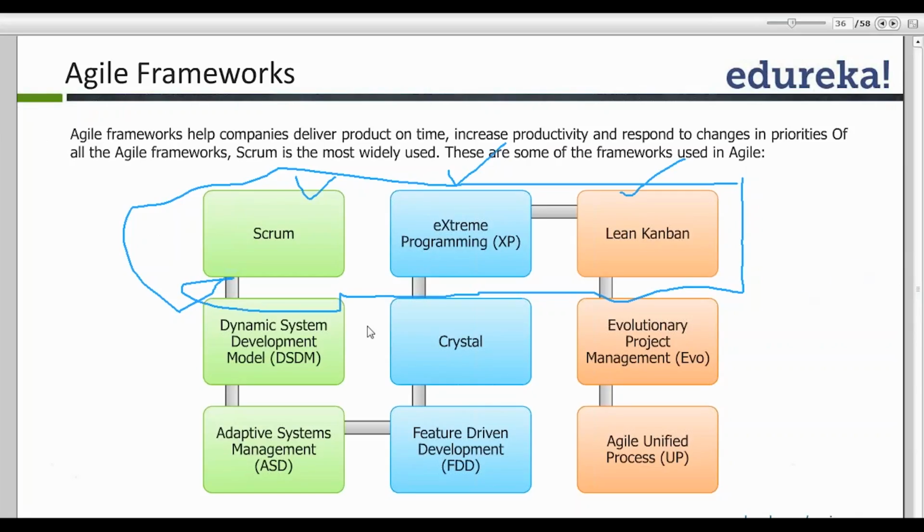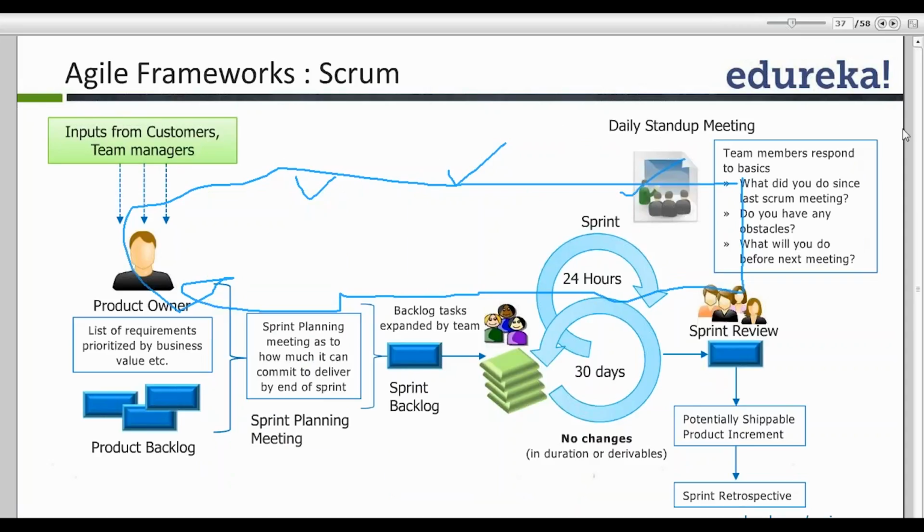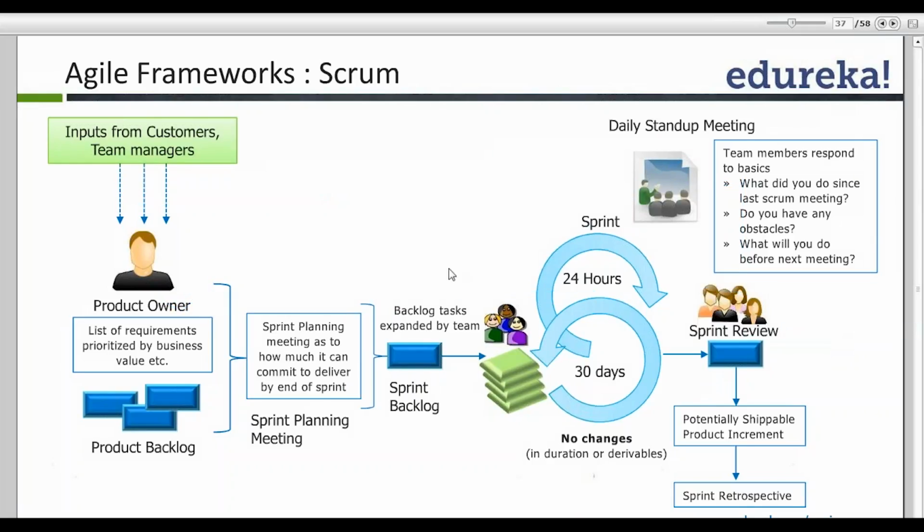Okay. So coming to the Scrum framework, Scrum was developed by two people, Ken Schwaber and Jeff Sutherland. These are the two gentlemen who are credited with creating the Scrum framework. Scrum essentially talks about a framework in which the product owner gets inputs from customers and team members. The product owner captures these inputs into a document called a product backlog.